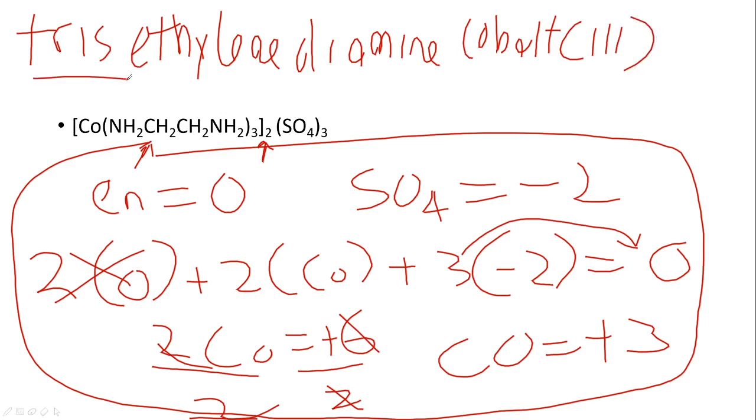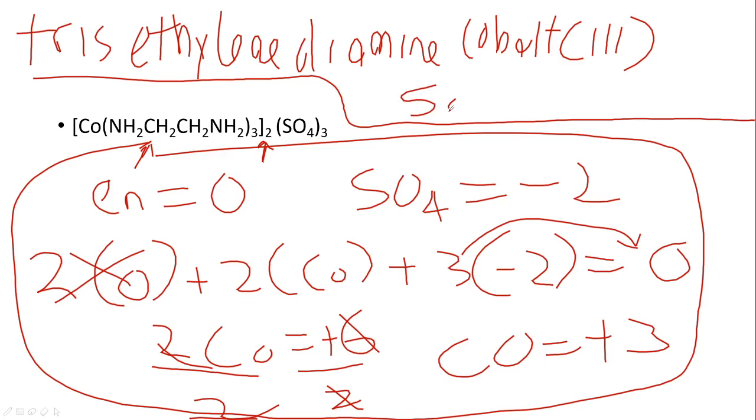So I'm going to be writing this sulfate downward. So we have sulfate. That's it. Now the name, like I said before, is tris ethylene, that's an N, tris ethylene diamine cobalt 3 sulfate, and that's the name of the complex.